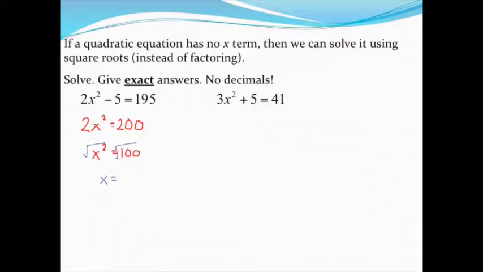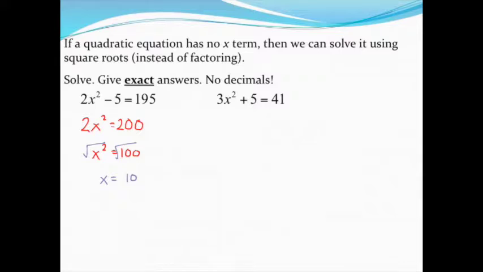100 is a perfect square. Otherwise, I would need to do a factor tree to simplify that square root and not get a decimal. So my answer is 10. You may recall, though, from solving by factoring, there were 2 answers because there were usually 2 x-intercepts. And it turns out there'll always be 2 answers.